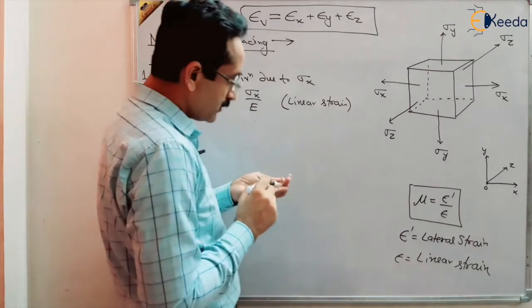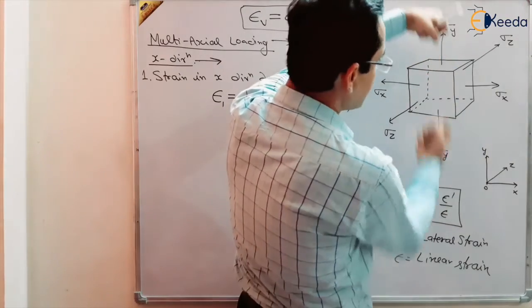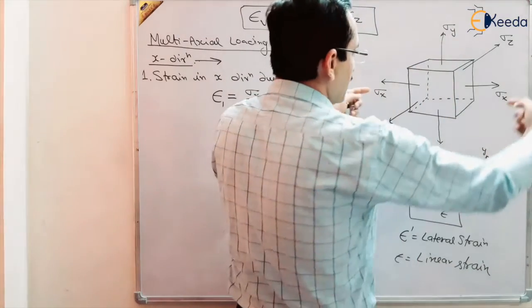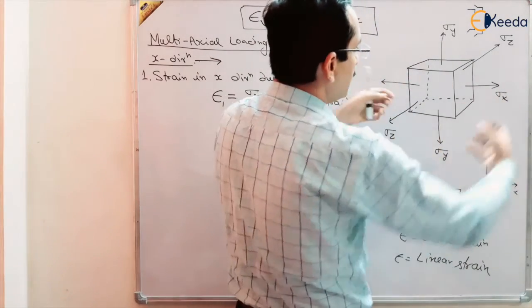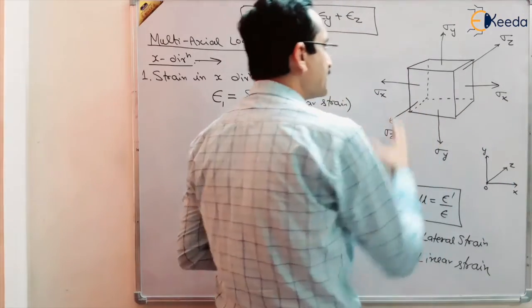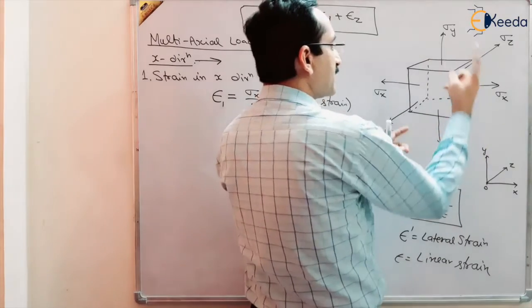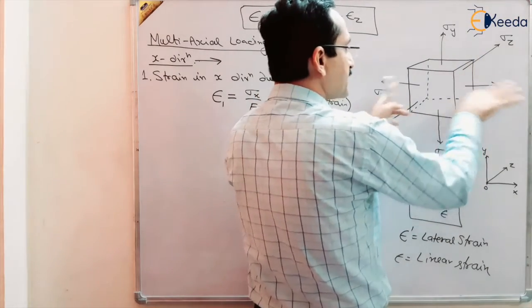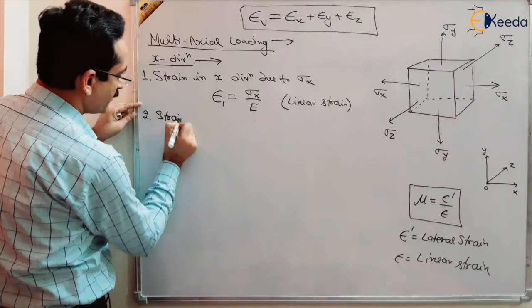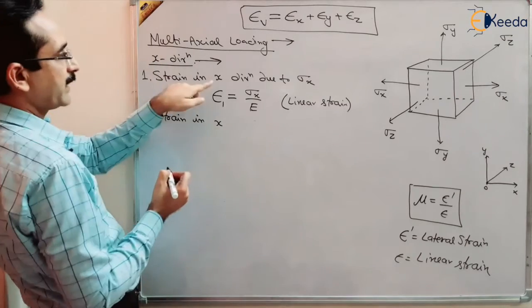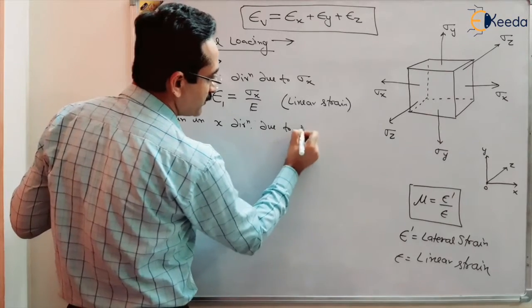Now there is stress also developed in sigma y, and sigma y is tensile stress. So it will cause a decrease in length in x direction. So due to sigma y, there will be decrease in length of the x direction. It means in x direction, sigma y has lateral strain. So we can say that strain in x direction, but now due to sigma y.